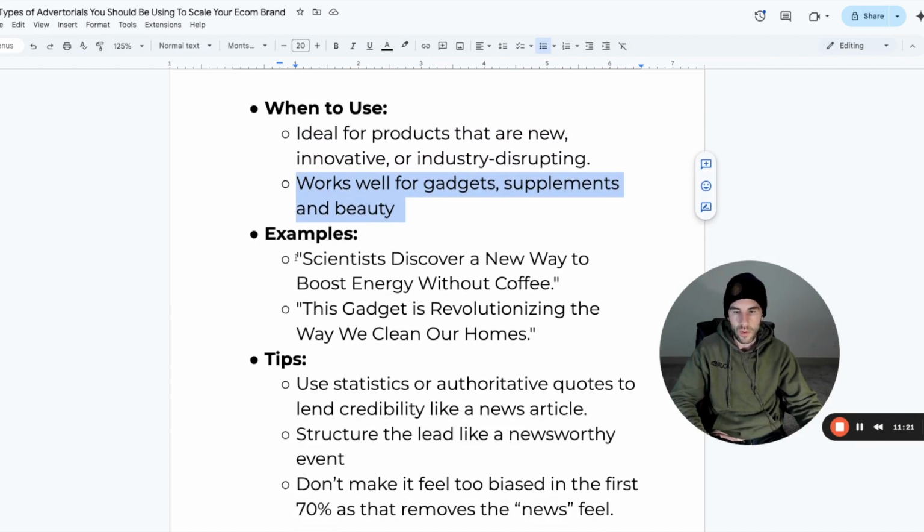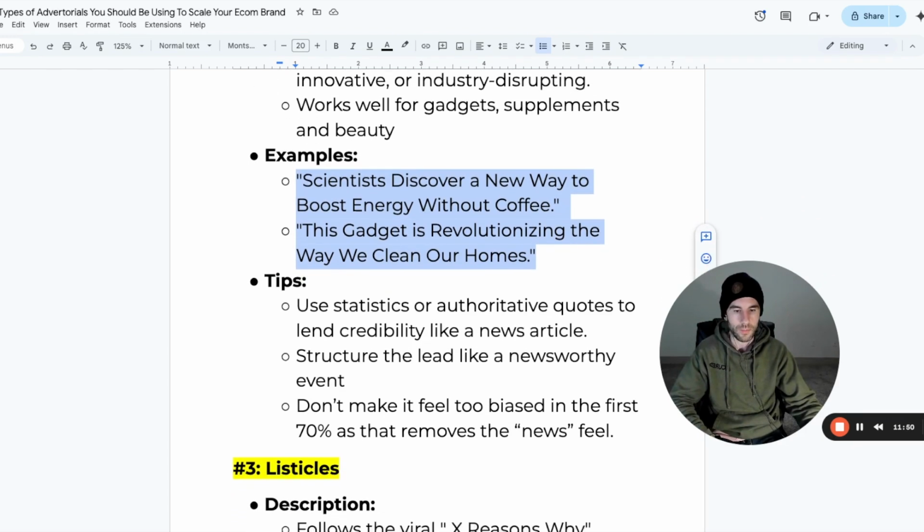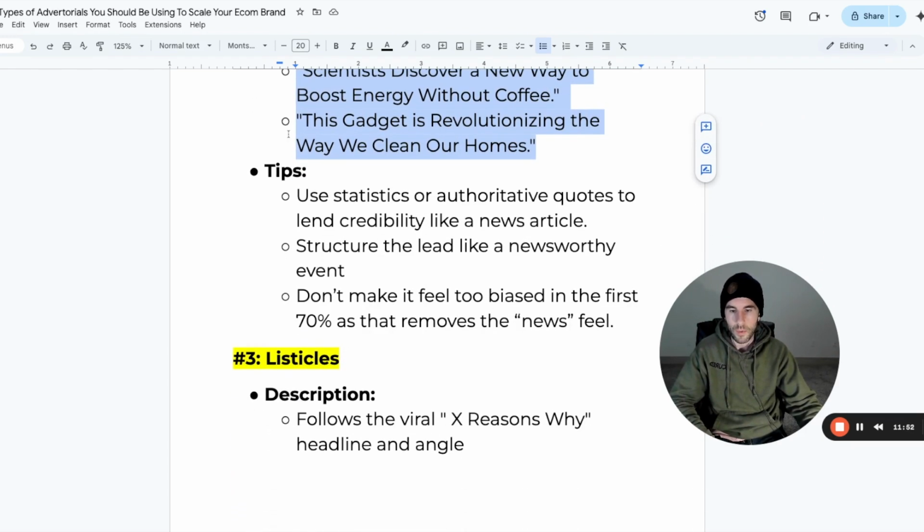So here are a few headlines. Scientists discover a new way to boost energy without coffee. This gadget is revolutionizing the way we clean homes. Obviously, we can tell these aren't really exciting. Why aren't they exciting? Because I literally made them up on the spot in 5 seconds. I'll be completely honest, these are just ones that could be. You can see a lot of flaws in these and why these are kind of bad headlines, but I just tossed these together before putting this all together, honestly. So I'll take my lumps on that one.